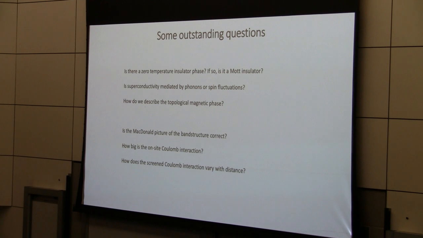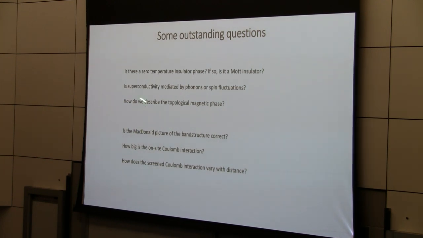At an even simpler level, one can ask: Alan MacDonald gave us a picture of what the electronic structure was. This was based on a very, very simple model, which we ought not to really believe. Is this picture actually correct? One can ask, if I put two electrons on one side of this moiré lattice, how much does it cost? How much is the interaction energy, a very fundamental parameter? And one can also ask, if I put one electron at one site and another electron at a different site, how does the interaction vary with distance? These are all very fundamental and basic questions about the system that are slowly being answered. And I want to tell you a little bit about experiments in my lab where we address some of these things.